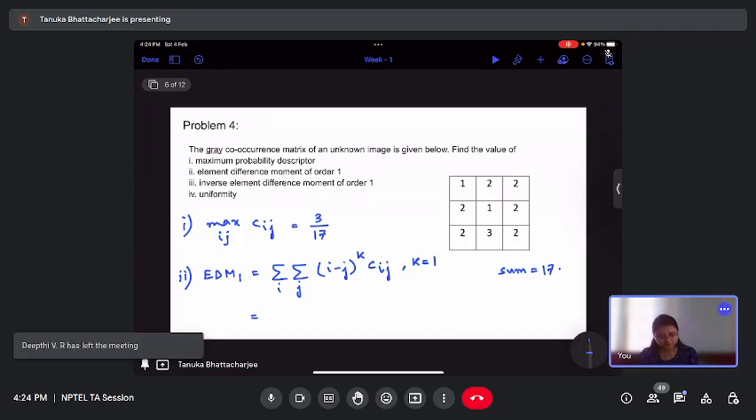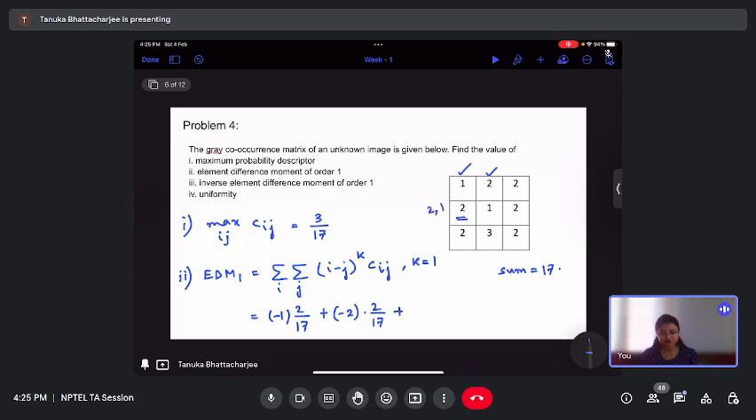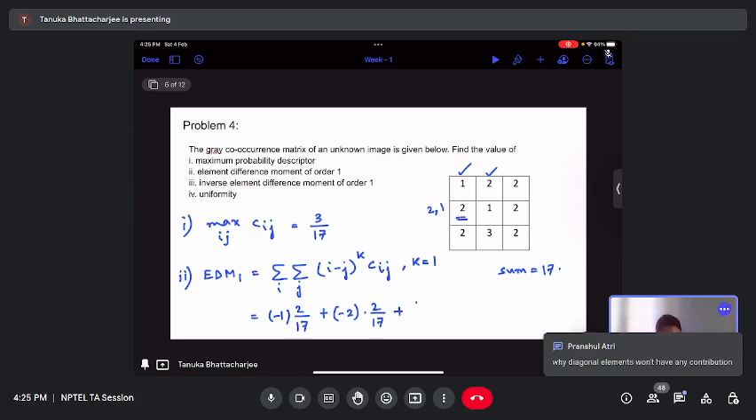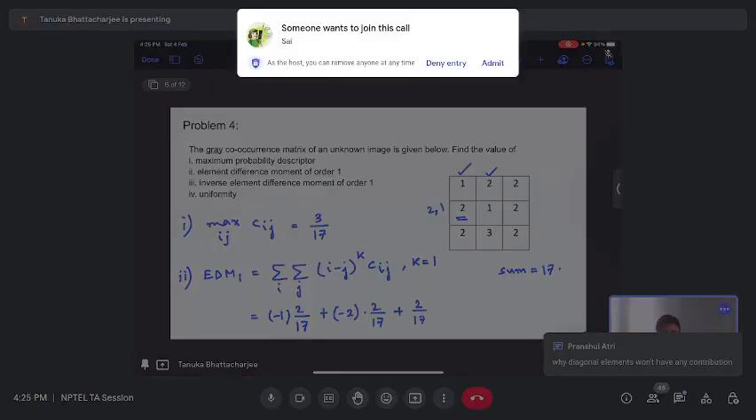If we write down all the terms that we will be summing up, we get: for this entry 0, because i minus j is 0. Here i minus j is minus 1, so minus 1 into 2 by 17, which is Cij for this particular element, plus the next one is minus 2 into 2 by 17, plus, if you see this one, this is the second row first column, so the difference is 1 and it will be just 2 by 17. This one does not have any contribution.